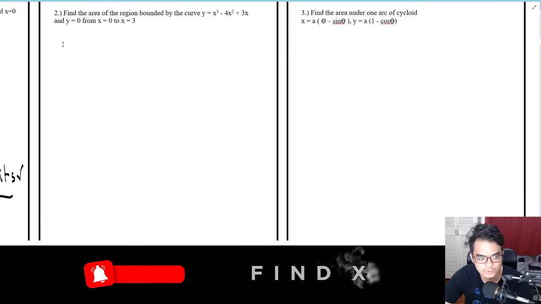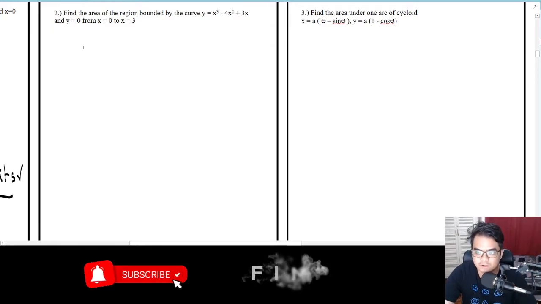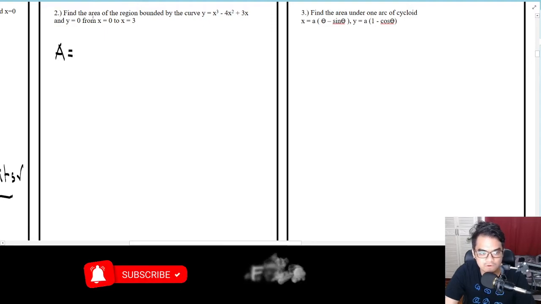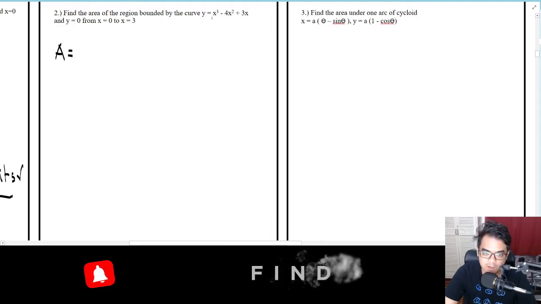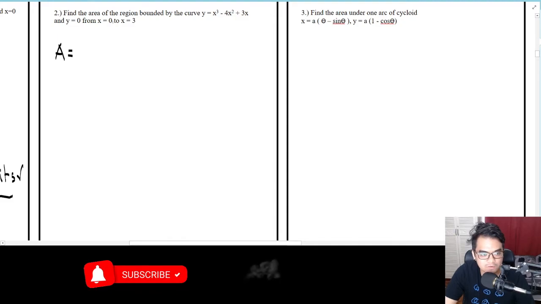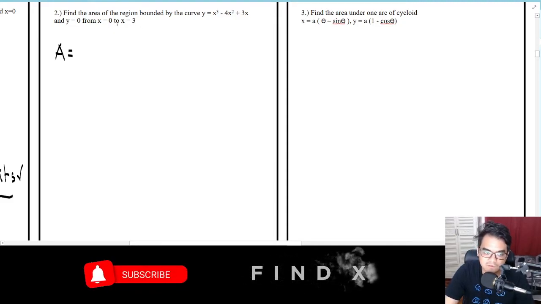Okay, so we have here number 2. This is actually a shortcut, or not a shortcut, but an easy way to solve area bounded using integral calculus without graphing. So what happens here, if you want to get the area: find the area of the region bounded by the curve y equal to x cubed minus 4x squared plus 3x, and y equal to 0 from 0 to 3. As you can see, we have limits here. The limits are already given as 0 and 3.